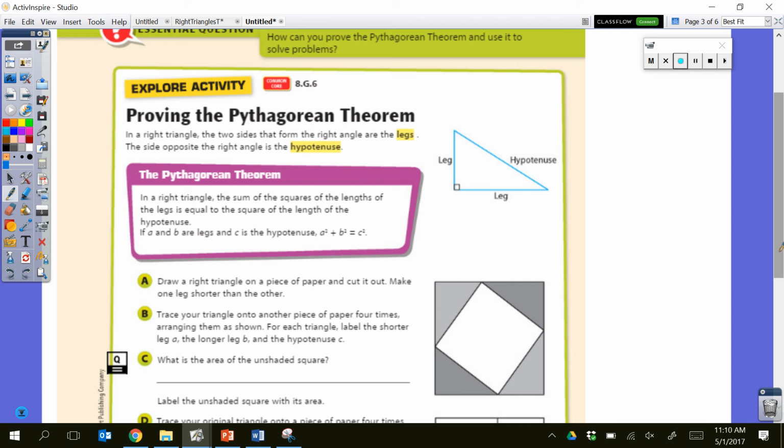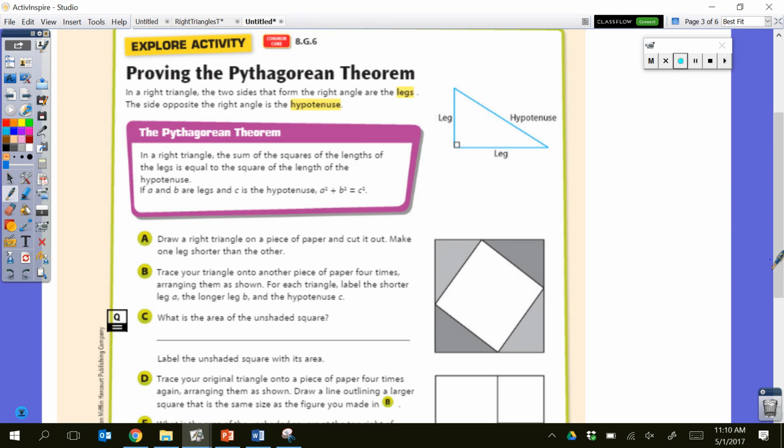proving the Pythagorean Theorem. So in a right triangle, the two sides that form the right angle are the legs. The side opposite the right angle is the hypotenuse. So the long side, that is your hypotenuse, and then the short sides that form the right angle, those are the legs. In a right triangle, the sum of the squares of the lengths of the legs is equal to the square of the length of the hypotenuse. If A and B are legs and C is the hypotenuse, then A squared plus B squared equals C squared.